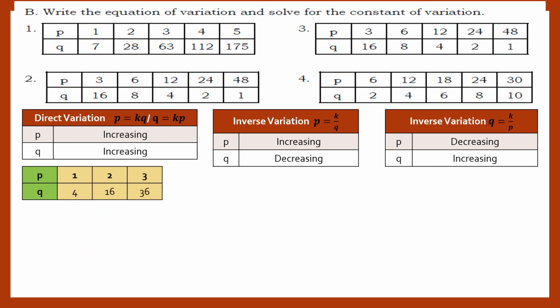Let's try this last example. I have p 1, 2, 3. Simply, we can tell that's increasing. Your q is 4, 16, and 36. And also, this is increasing. Now, since both are increasing, that is direct variation. Now, since we know that q is the bigger value, therefore, this equation is what we are going to use.